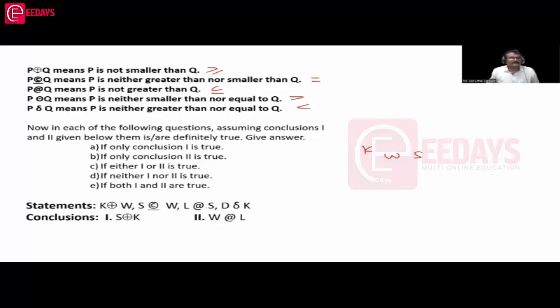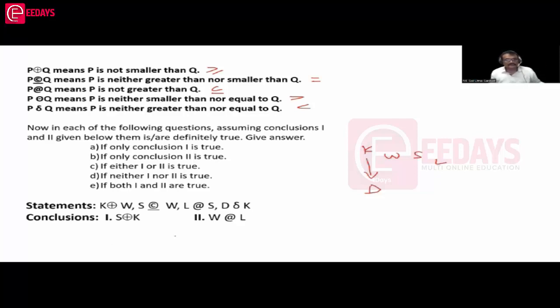Next, L is less than or equal to S. And T, D and T. And K, D and K. D is less than K. Here we know the relation among K, W, S, L. We know the relation between K and D, but we don't know the relation between D and W, D and S, and D and L.